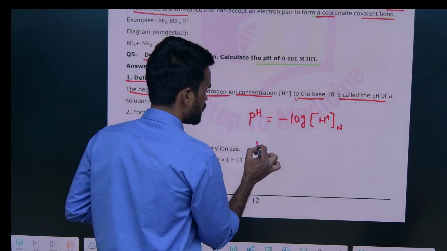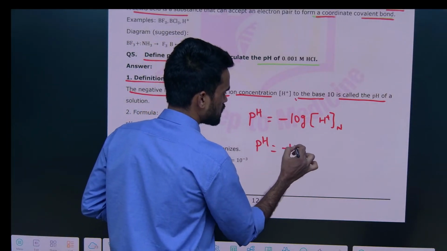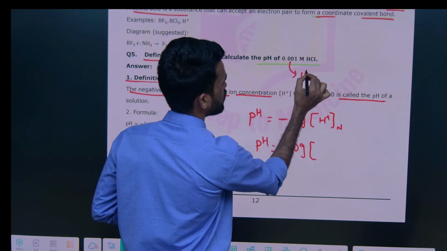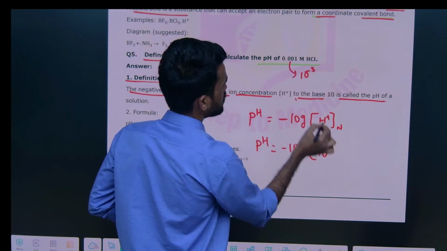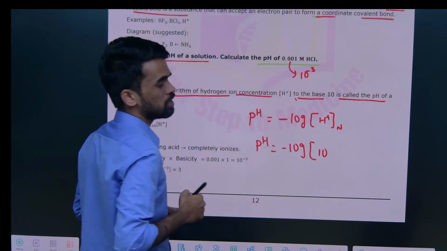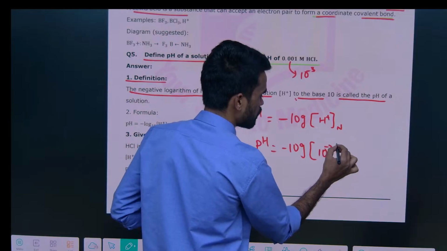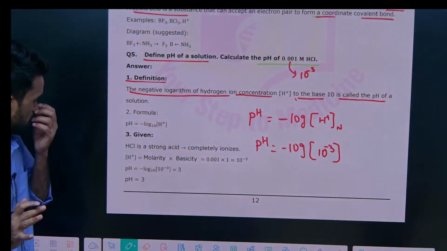So now pH is equal to minus log of the concentration of H plus ion. What is the concentration mentioned here? 10 power minus 3. 0.001 is how can you write it? 10 power minus 3. That's it, we are done with the question.